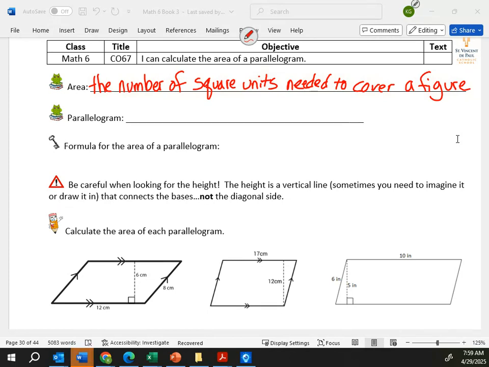Now we have a new shape. Yesterday we talked about rectangles and squares. Today we're going to talk about a different quadrilateral. That means it has 4 sides. This one is called a parallelogram. So the parallelogram is a quadrilateral with 2 pairs of parallel sides.